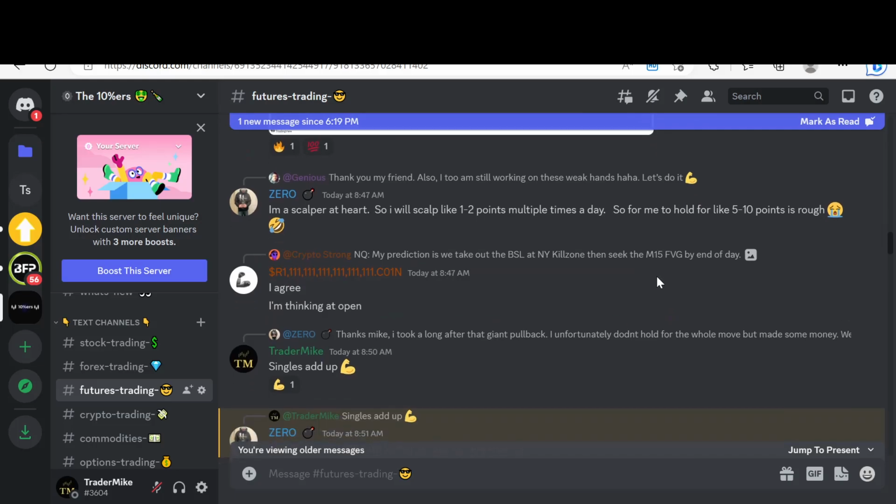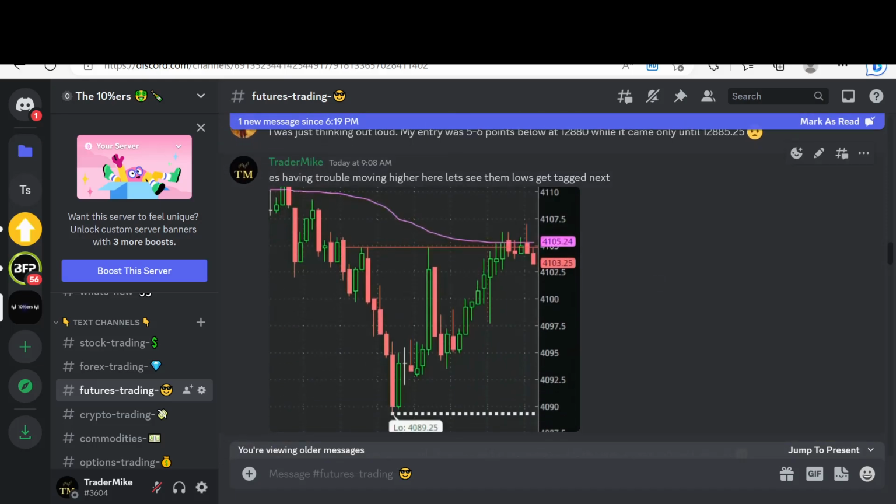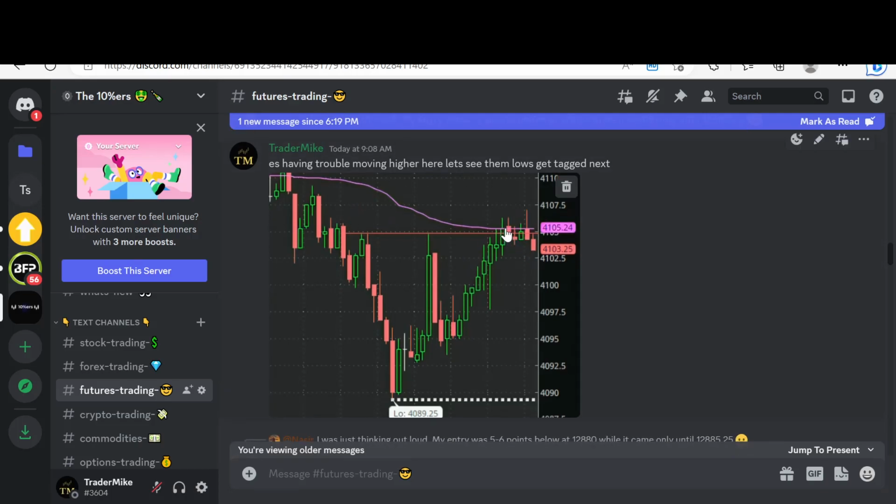Okay, now let's go to the next one. Right here, I said at 9:08 a.m. Eastern time, ES having trouble moving higher here. Let's see them lows get tagged next. That's what I'm referring to. So you can see it was just kind of battling right here. It also had VWAP persistence in there as well. Took out those highs. It was just having a tough time.